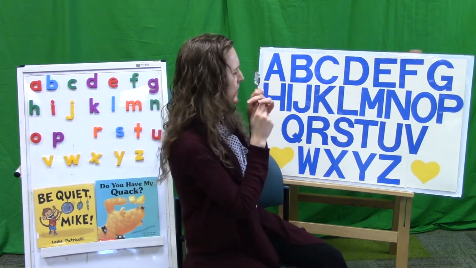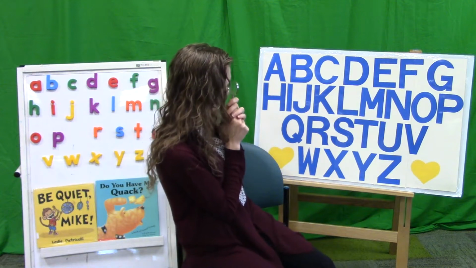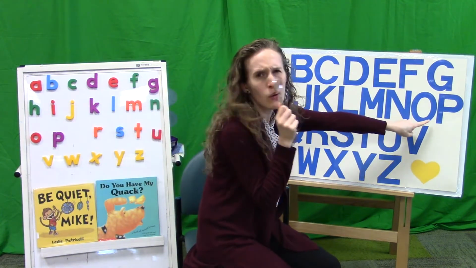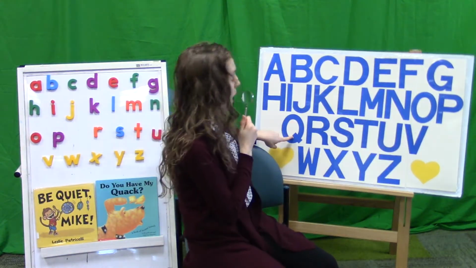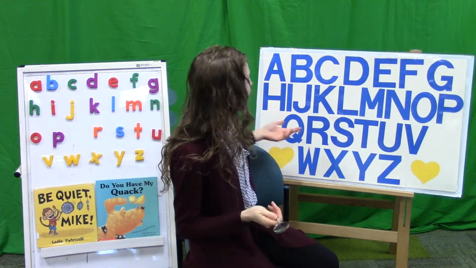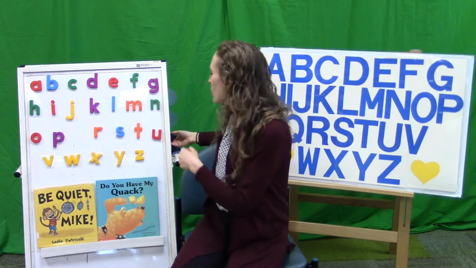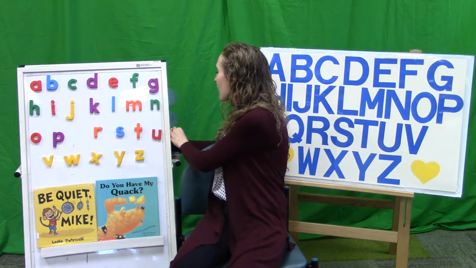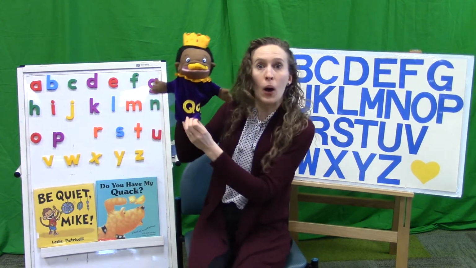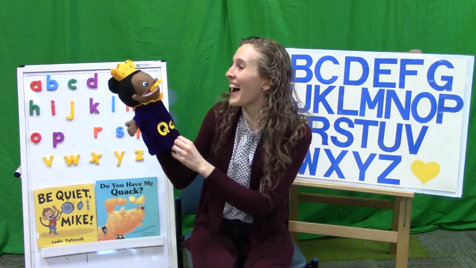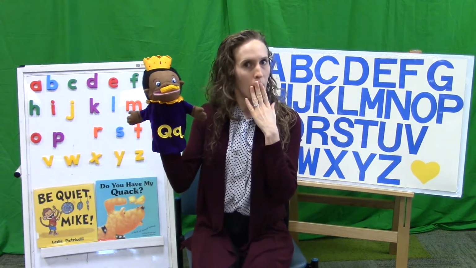Let's take a look over here and see what we can find. I found P. What comes after P? Q, you're right. Q is our missing letter. And I wonder who stole our Q. Let's see. Who is it? The Queen. Oh my, why in the world would a queen steal our Q?